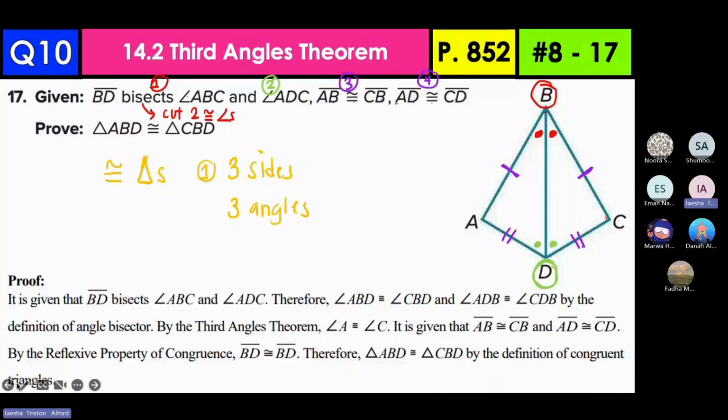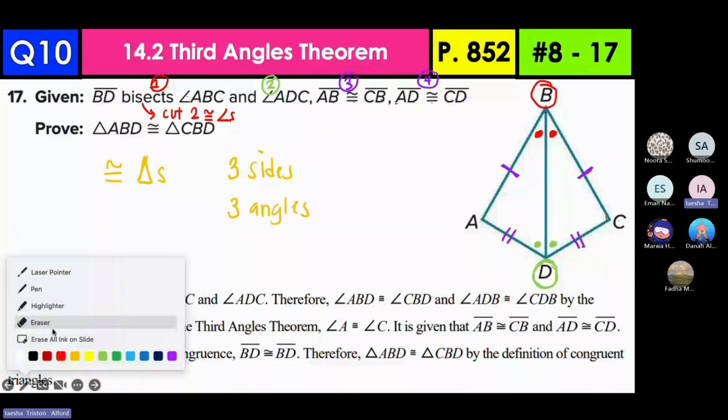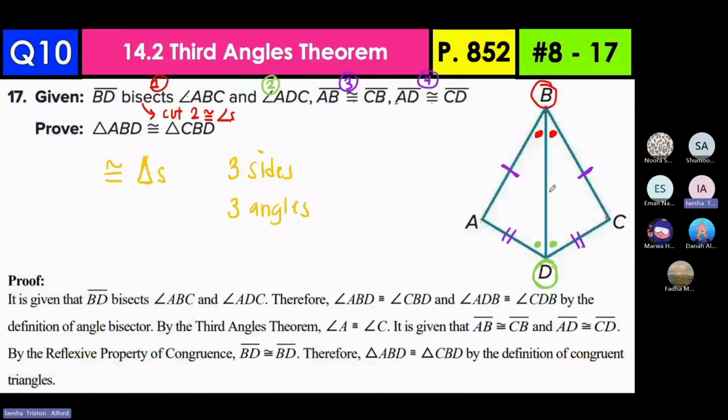Do we have three sides? Yes. Where is the third side? A reflexive side. So here's the third side. So now we have three sides.